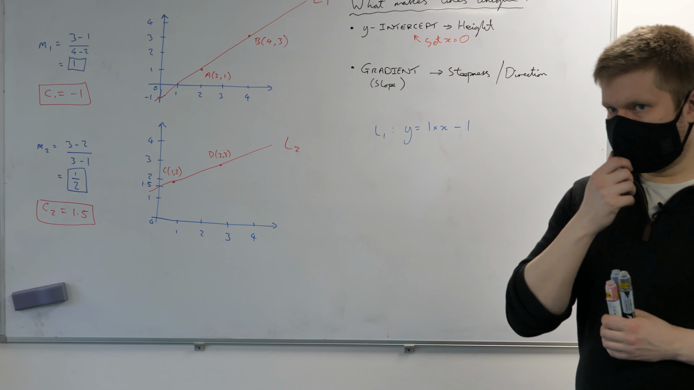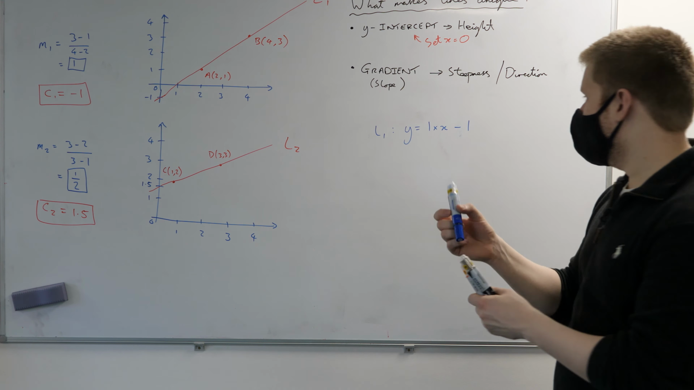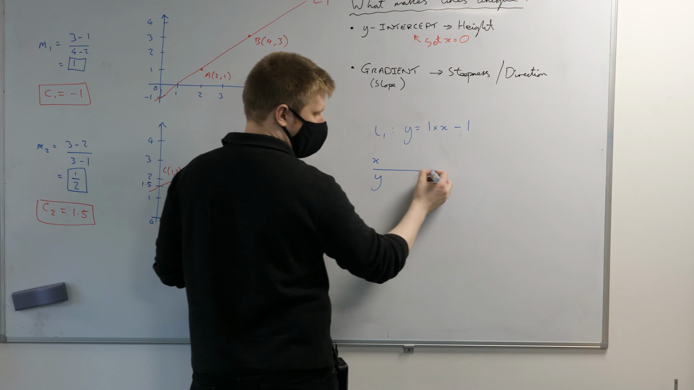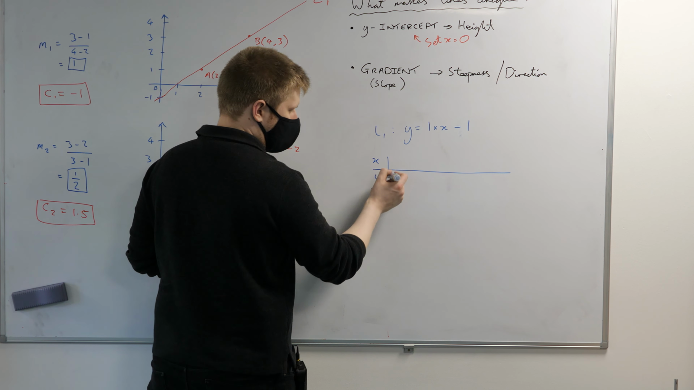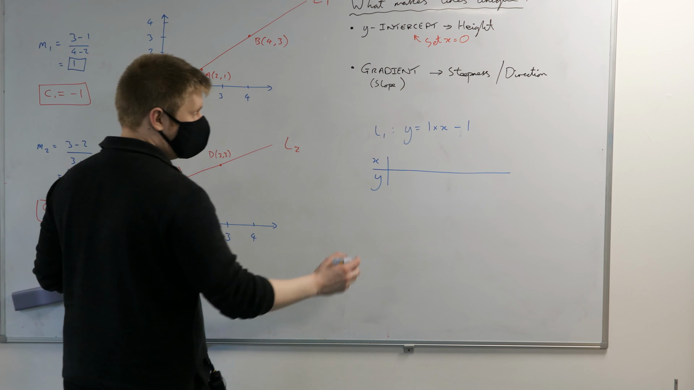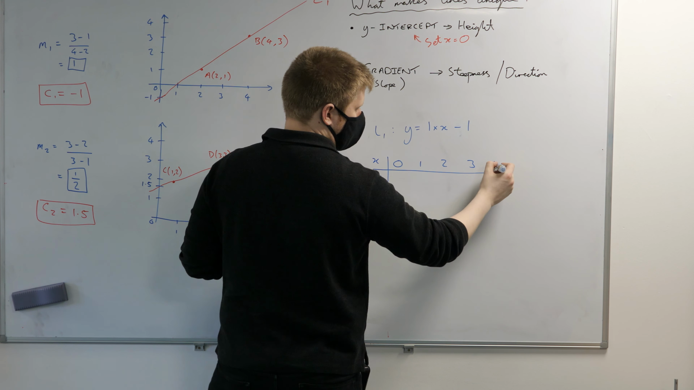So let's have a look at this. The best way to see this is using a table of values. So I'm going to draw a table of values out. Along the top row of my table, I'm going to have all my x values, and on the bottom row, my y values. I'm going to start my x values at 0 and go up to 4. So 1, 2, 3, and 4.